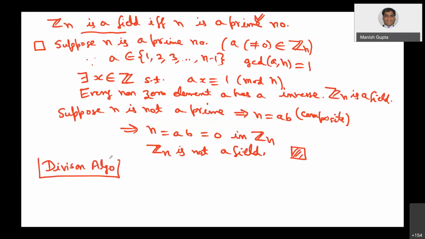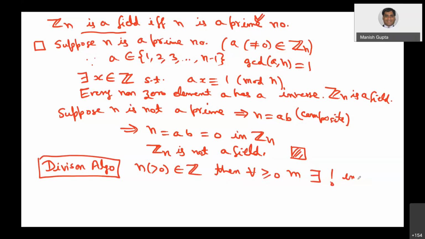Normally it is known as the Euclidean division algorithm. This says that suppose n is a positive integer, then for every positive m there exist unique integers q, known as quotient, and r, known as remainder, such that m can be written as nq plus r, where 0 is less than or equal to r is less than n. This is a very basic and important result.